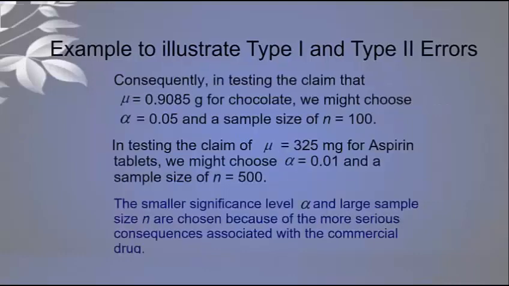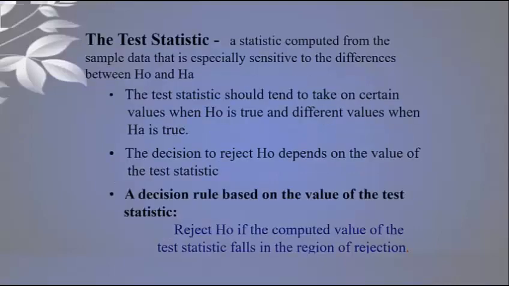Consequently, in testing the claim mu is equal to 0.9085 grams for chocolate, we might choose alpha equals 0.05 and a sample size of n equals 100. In testing the claim of mu is equal to 325 milligrams for aspirin tablets, we might choose alpha of 0.01 and a sample size of n equals 500. The smaller significance level alpha and a large sample size n are chosen because of the more serious consequences associated with commercial drugs. Test statistics.